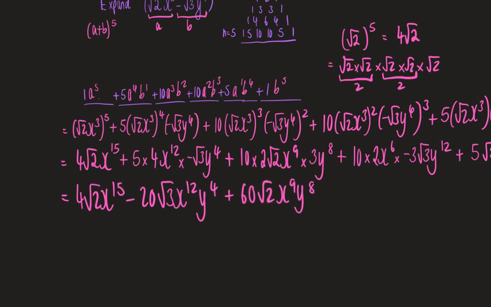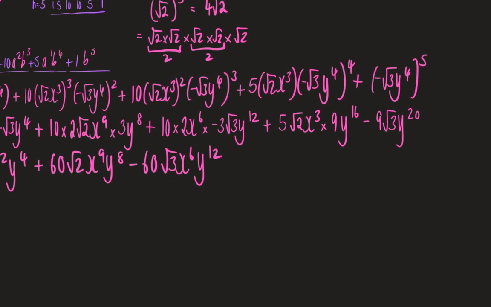to the power of 8, plus 10 times 2 is 20, times negative 3 is going to give me a negative 60 root 3 x to the power of 6, y to the power of 12, plus 5 times root 2 times 9. Well, 5 times 9 is 45, so that gives me 45 root 2 x to the power of 3, y to the power of 16. And then final term is simplified already, minus 9 root 3 y to the power of 20.